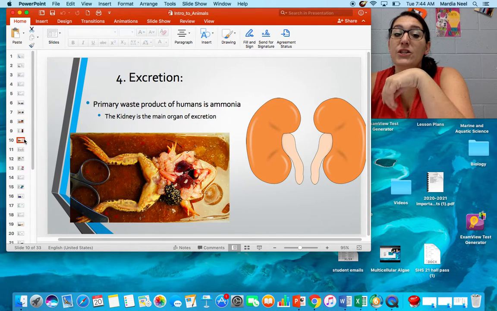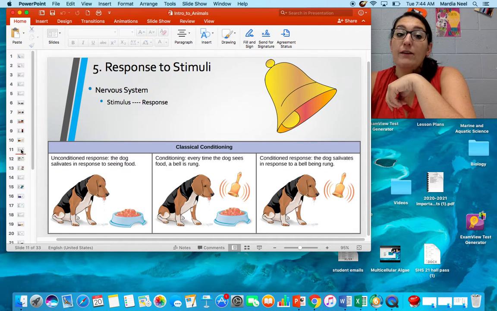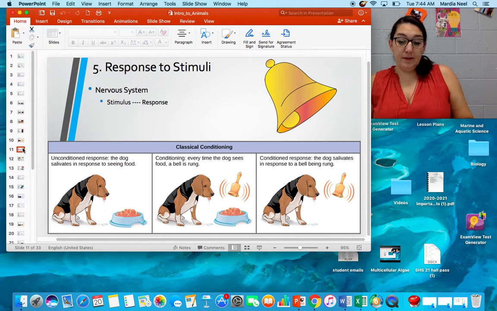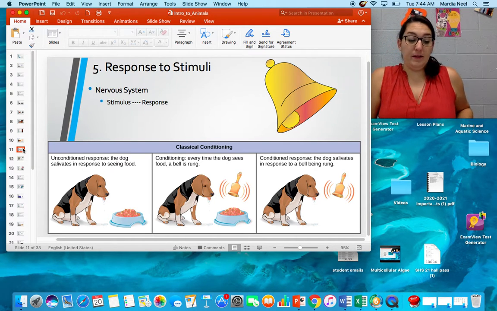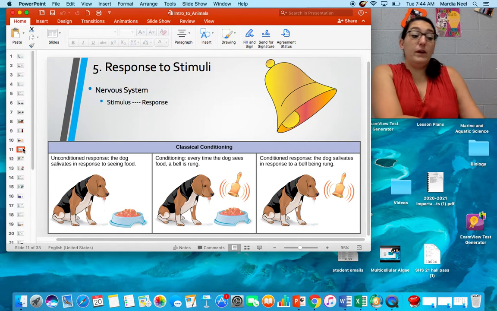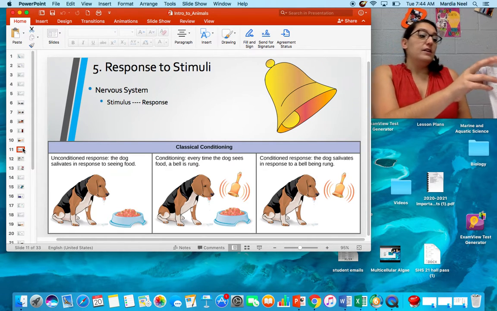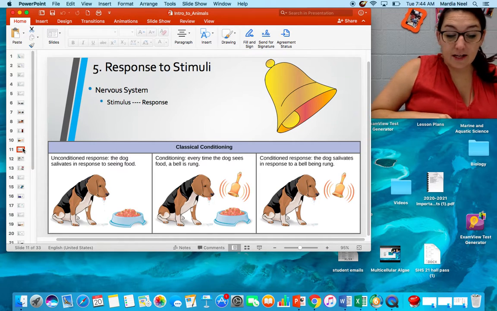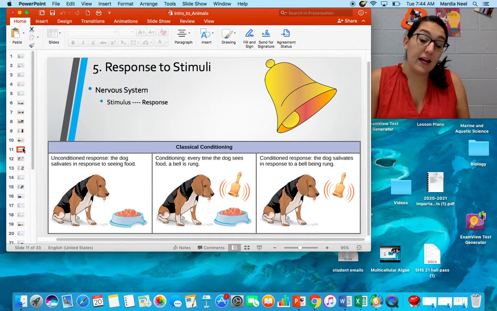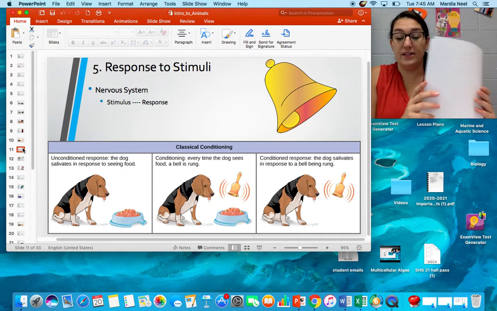You have to have a way to excrete. So the primary waste product of humans and most animals is ammonia. Our organ of excretion is a kidney. Other animals have different organs that they will use for excretion, which we're going to talk about. You have to be able to respond to stimuli. So when you hear a stimulus, you have to have a response to that stimulus. Think Pavlov's dog. Whenever the bell rang, the dog salivated. So you have fight or flight stimulus, swim away from the light, swim towards the light. All of those things are reactions to different kinds of stimuli.